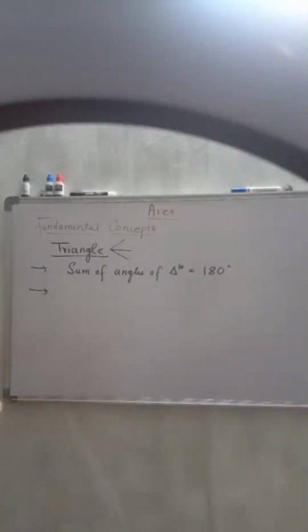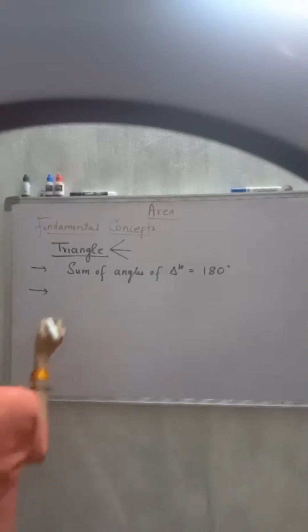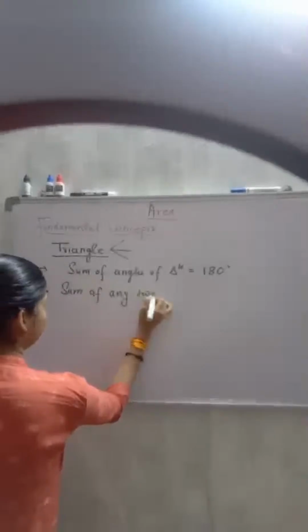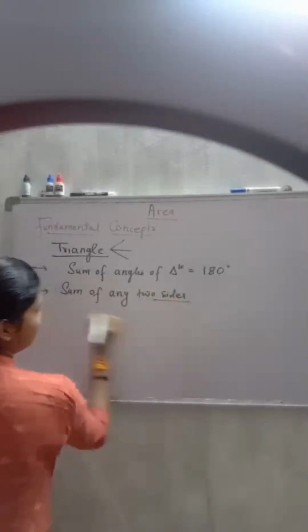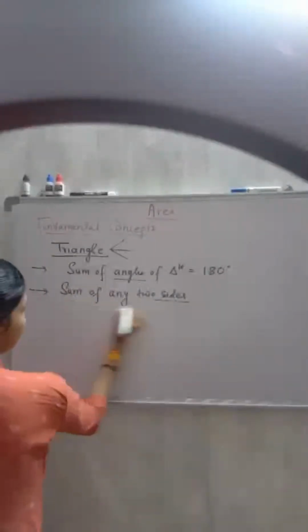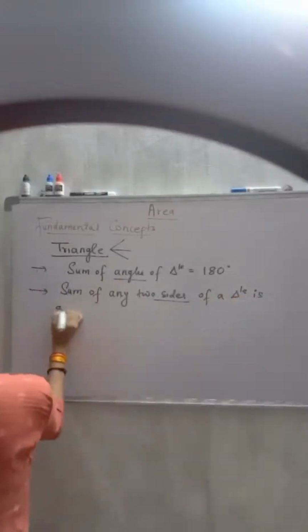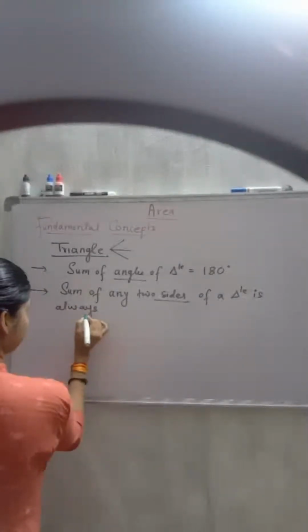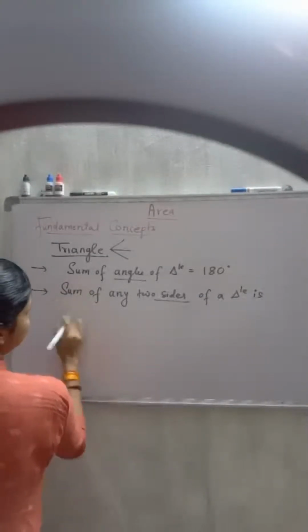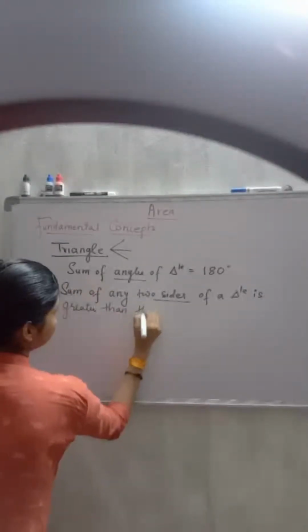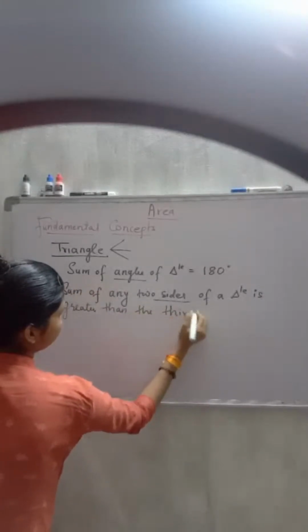that the sum of any two sides of a triangle is always greater than the third side. The sum of any two sides, it is related to side, it is related to angle. Sum of any two sides of a triangle is greater than the third side.